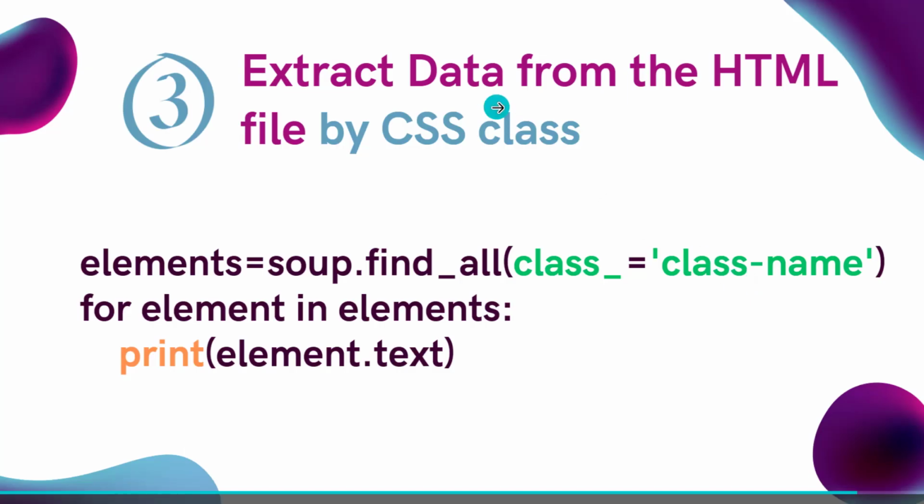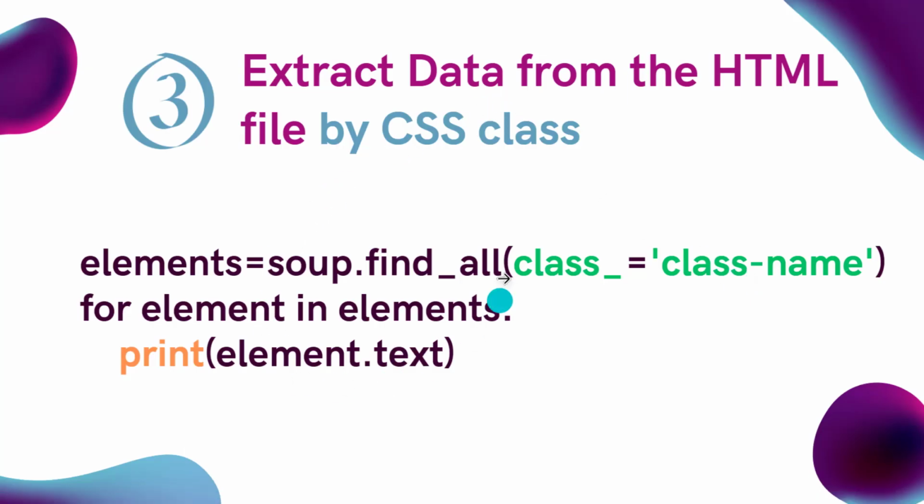The search can also be done by the CSS classes, and this is how we use that. The dot find all method as usual and class, and don't forget here the underscore. If you don't put the underscore, it will be an error because classes are defined in Python as something else than classes in an HTML file. So don't forget the underscore for class, and here you put the class name.